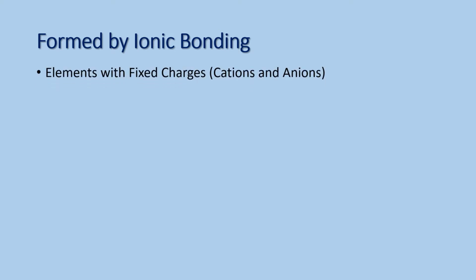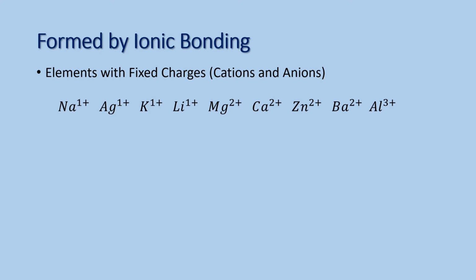So these are the elements with fixed charges, the cations and anions. So first are the cations. Basically these are the alkali and alkaline earth metals, elements with positive charges, okay? And the next elements are the nonmetals, or they are now the cation, rather the anions. They are elements with negative charges.